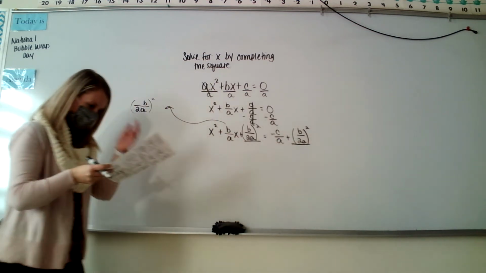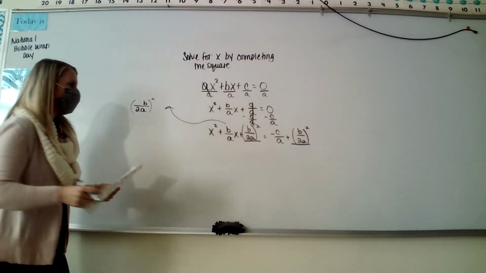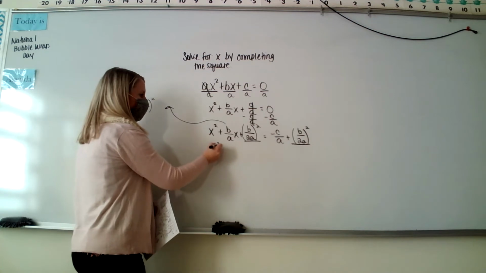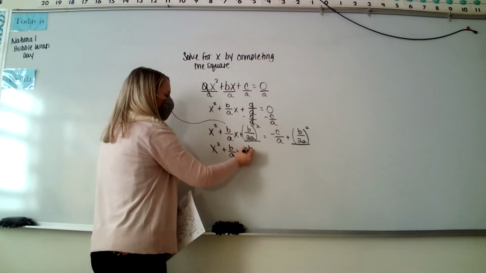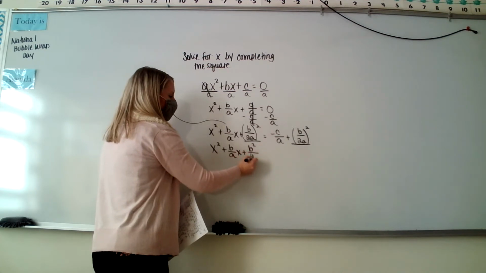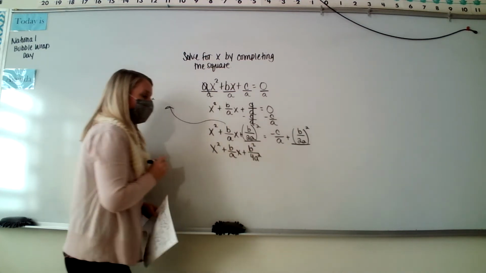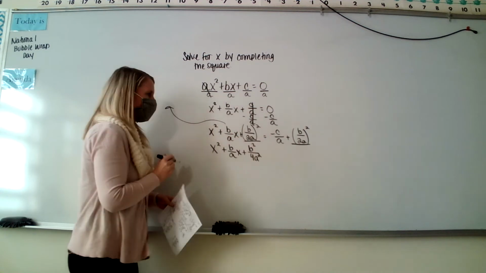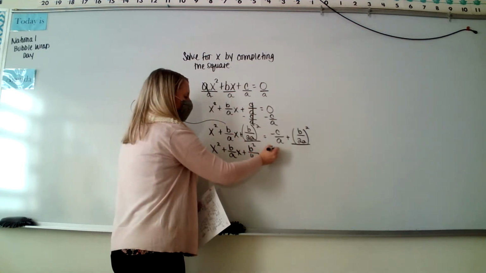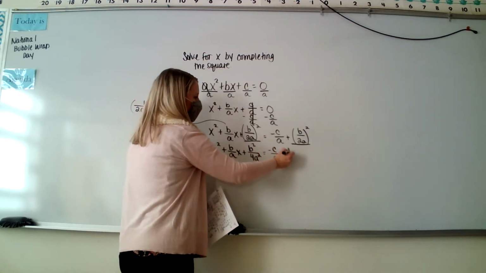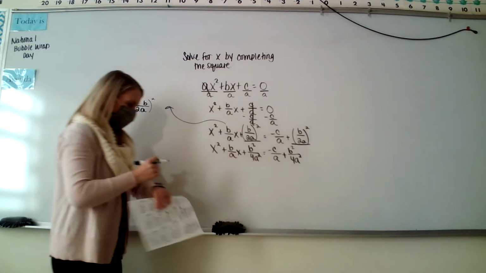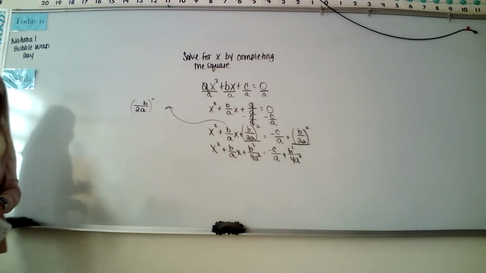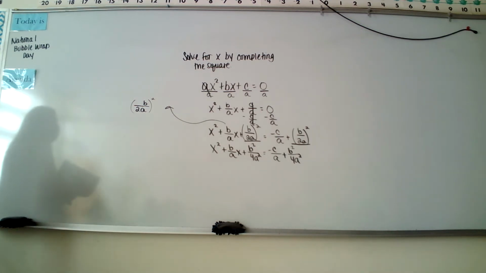Exciting stuff. I'm going to simplify that out, and I'm going to write it as x squared plus b over a x plus b squared over 4a squared. So I'm just squaring everything in there. And that's going to equal negative c over a plus b squared over 4a squared. Okay. So things are maybe starting to look a little familiar. There's a 4 in there. b squared.